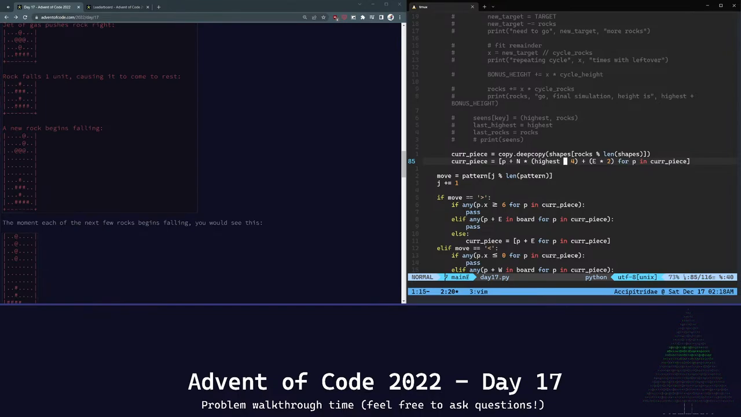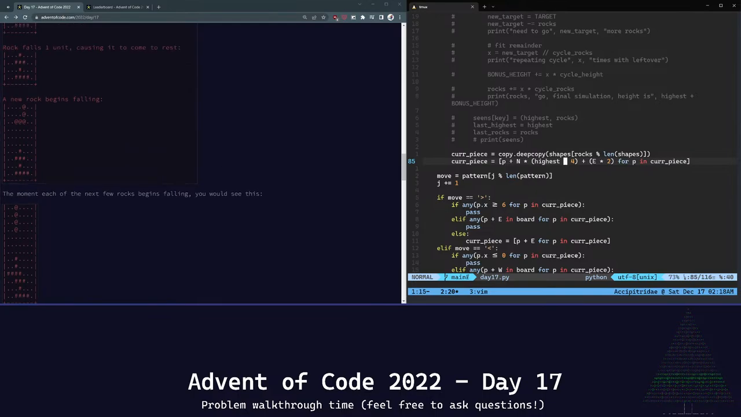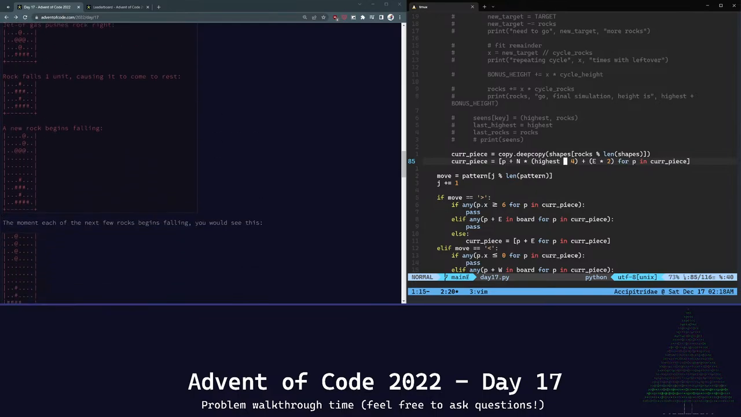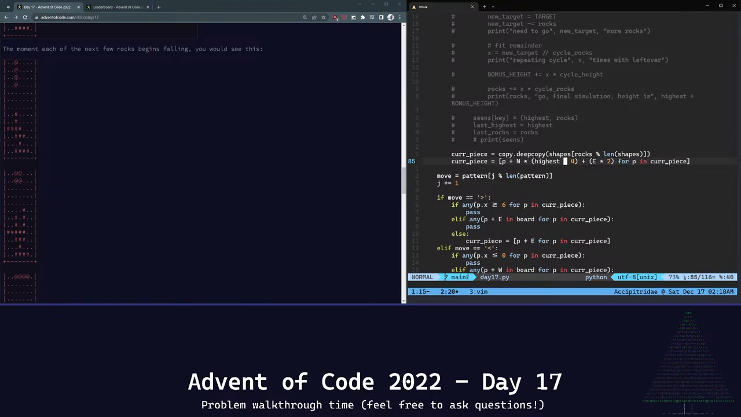So a specific example of this is, let's see, here, right? The tallest point in the structure so far is here. So this rock should appear 1, 2, 3, 4 higher than the highest point. So we keep track of the highest point once a rock settles, and we shift the piece we're grabbing, right? The current rock we're on is the index into our shapes array, and we mod by shape so that we keep cycling through them all.